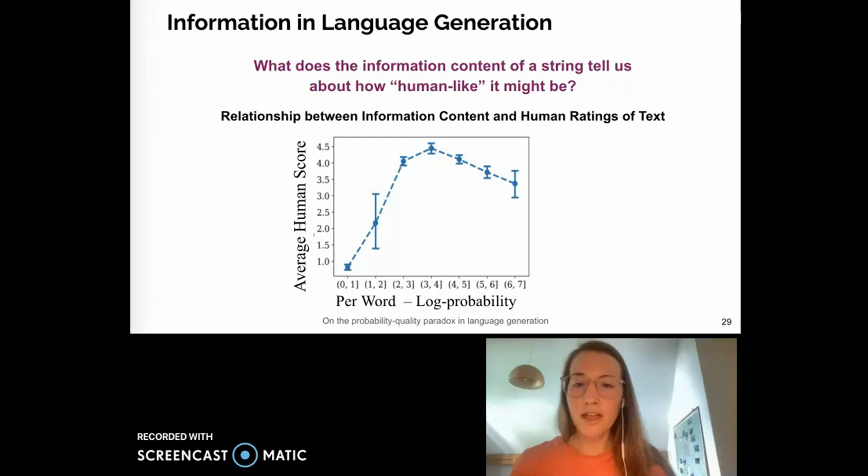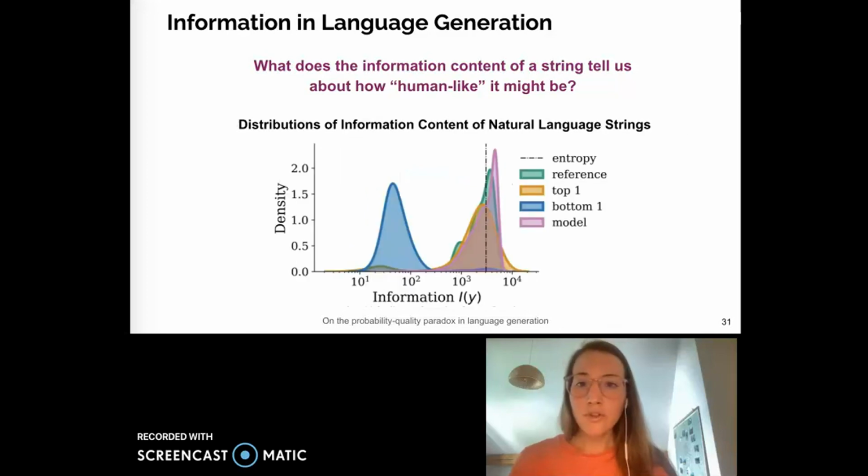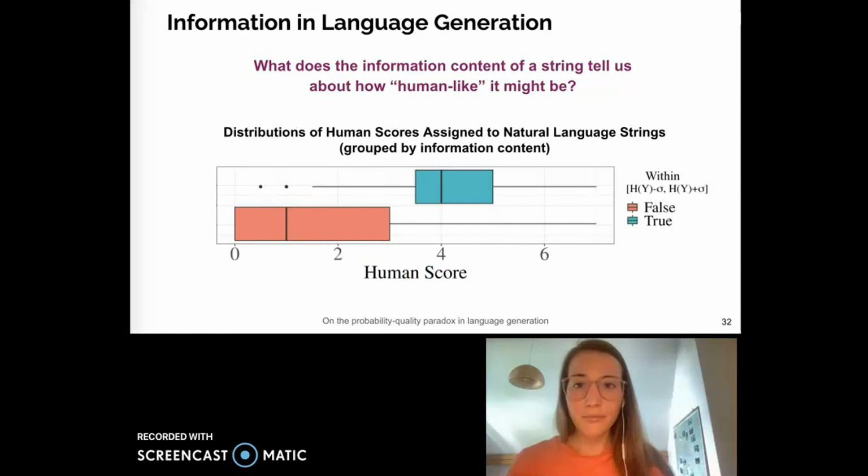So let's take a look back at our probability quality trade-off graph from earlier. Given our definition of information content, we can now look at our graph differently. That is, as a trade-off between information content and quality. And in this slide, it indeed appears that high-quality strings are within a certain information content. Further, if we separate our strings into different groups, we notice a trend. Both the reference strings and the top model-generated strings have information content distributed closely around the average information content, that is the entropy, of the model.